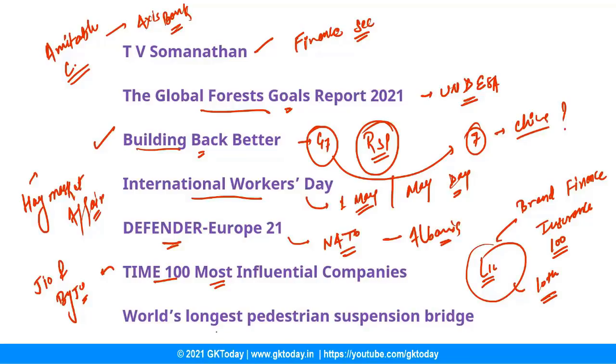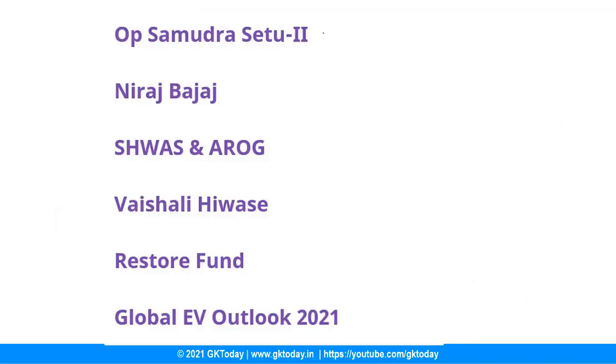Next is world's longest pedestrian suspension bridge. So this bridge is in Portugal, and it is above the river Paiva. Next is Operation Samudra Setu 2nd. So recently this was launched by Indian Navy for the shipment of oxygen-filled containers.